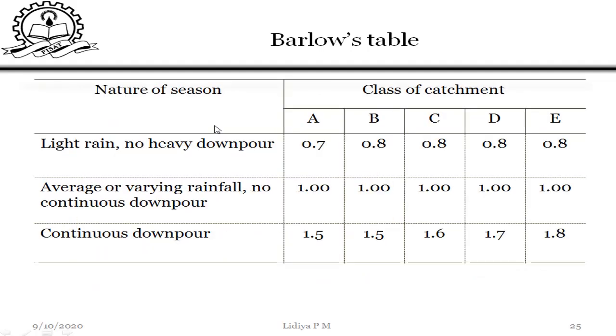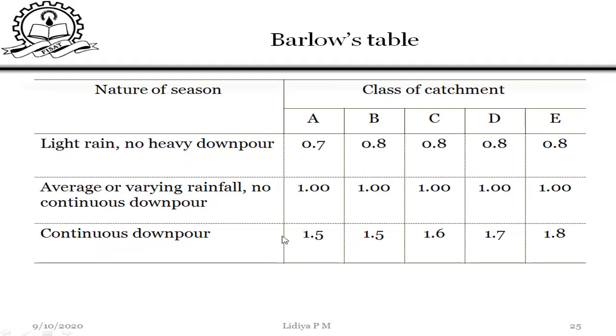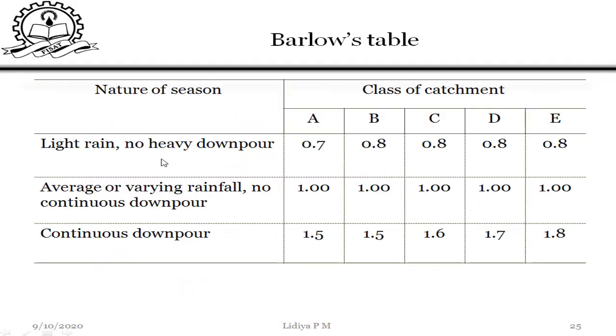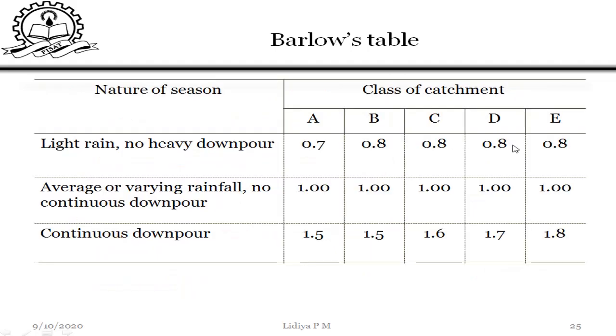Then, based on the nature of monsoons, we have to apply some corrections. This table was developed for the monsoon season. If the season is different, we have to multiply by this factor to get the runoff percentage. So if it is a light rain, with no heavy downpour, for class A, that is flat, cultivated and black cotton soil, the factor will be 0.7.